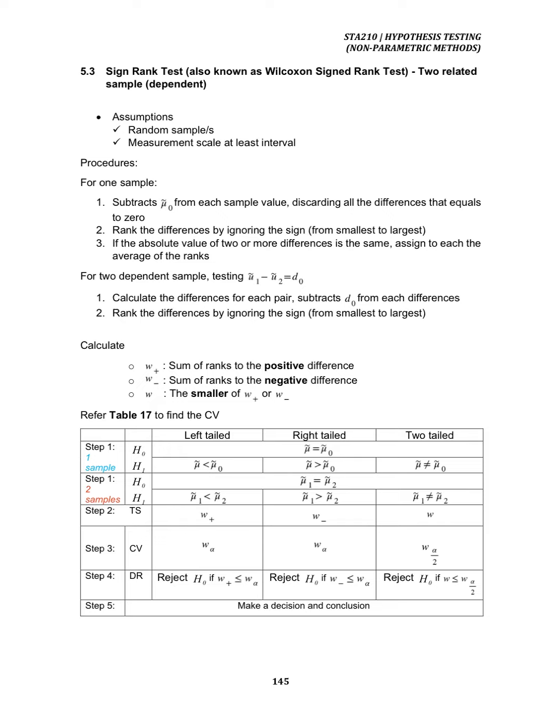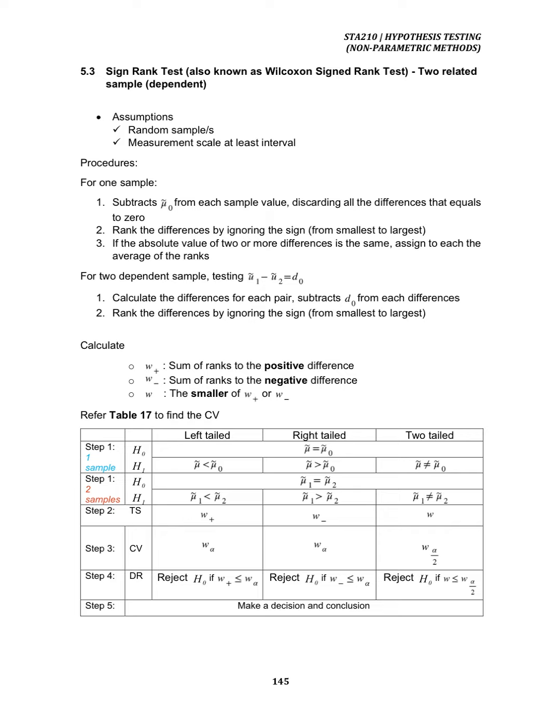Okay, let's continue into the next non-parametric method, which we call the sign rank test, also known as the Wilcoxon sign rank test. This test is specifically designed for two related samples or two dependent samples. The assumptions involved here: the sample should be random, and the measurement scale should be at least interval.